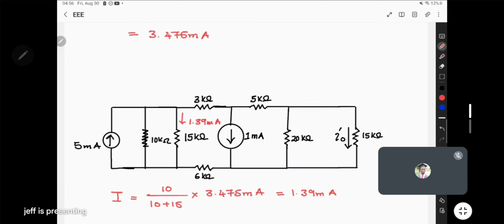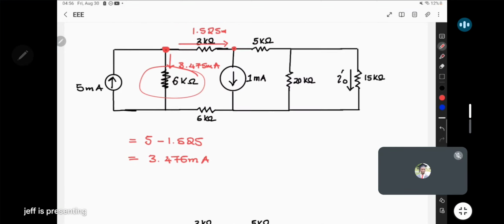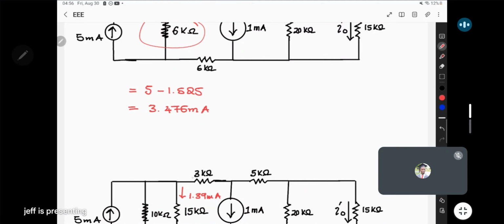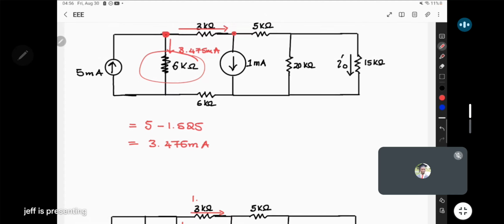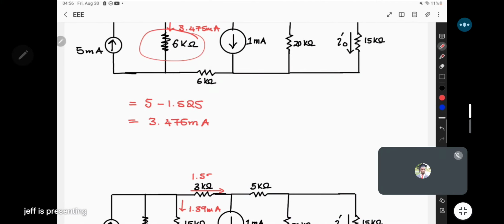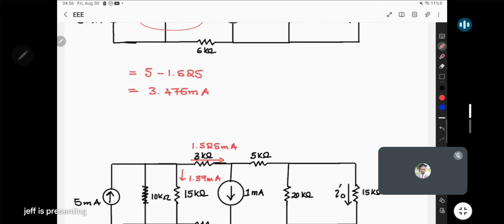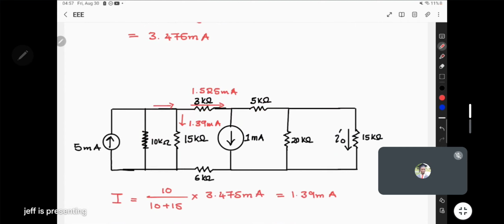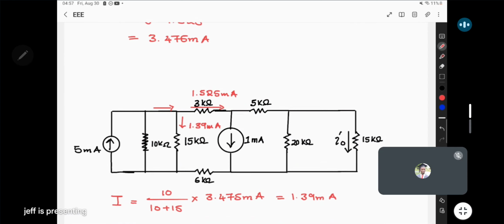Now, the current that passed through the 3 kilo ohms here was 1.525 milliamps. And the current that went down is 1.39. Then how much current passed through this line coming this side? So that is where we're going now.